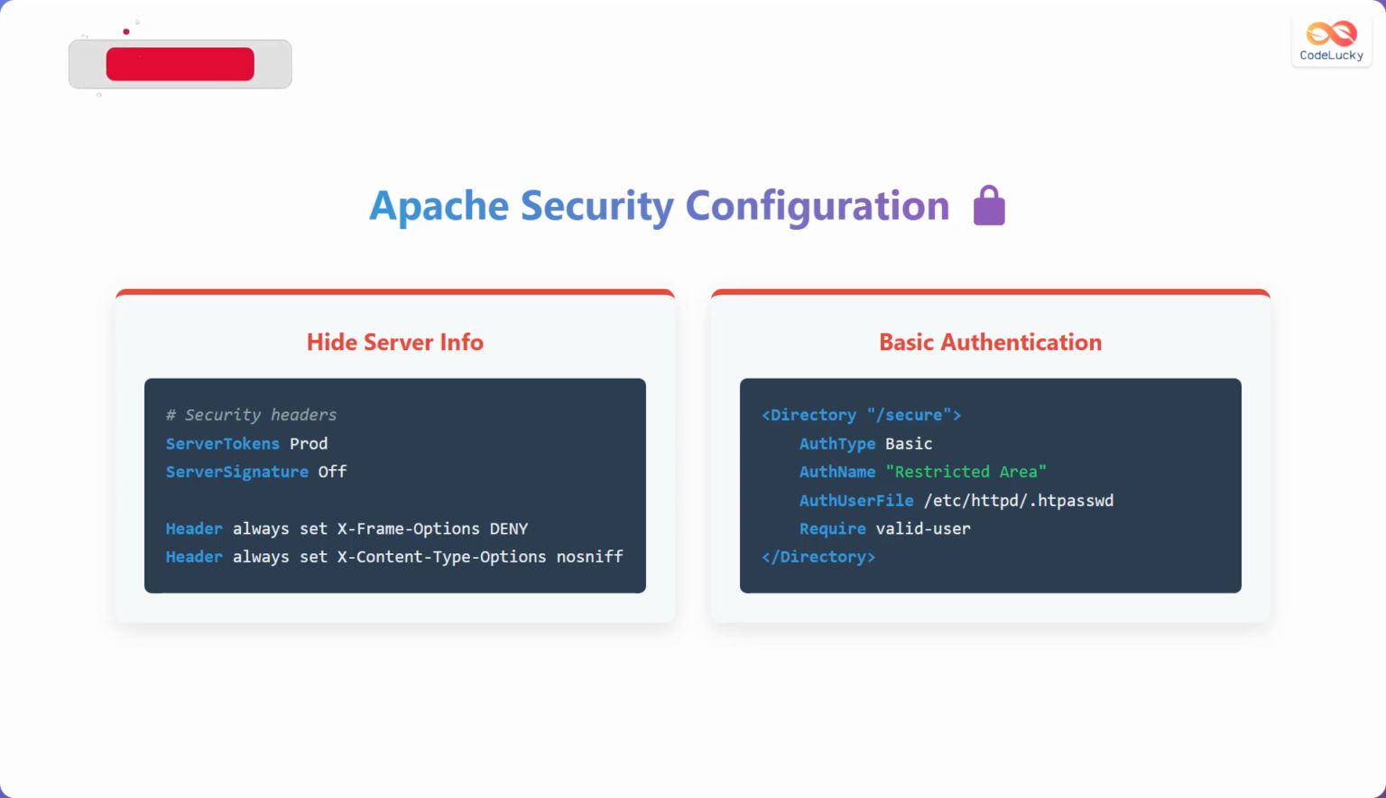Basic authentication secures directories by requiring username and password credentials. The AuthType Basic directive specifies the basic authentication method. AuthName provides the realm name displayed to users. AuthUserFile points to the password file created with the htpasswd utility. Require valid-user ensures only authenticated users can access the protected directory.